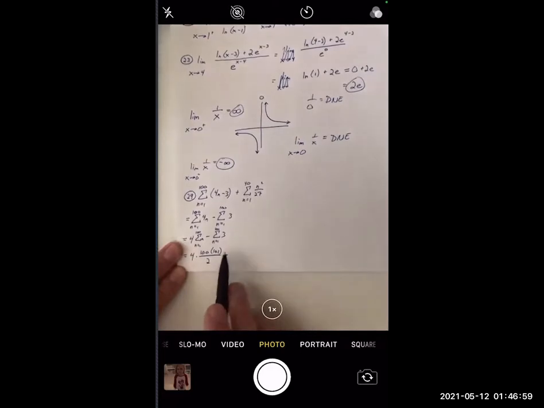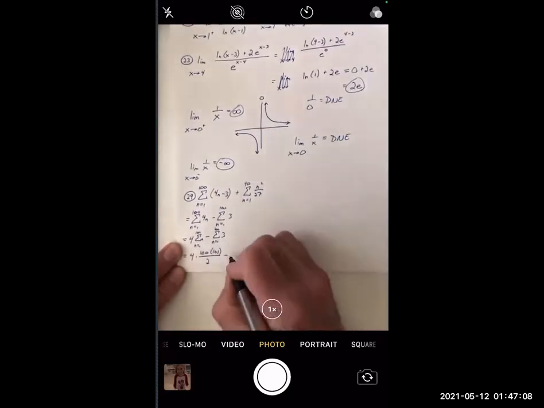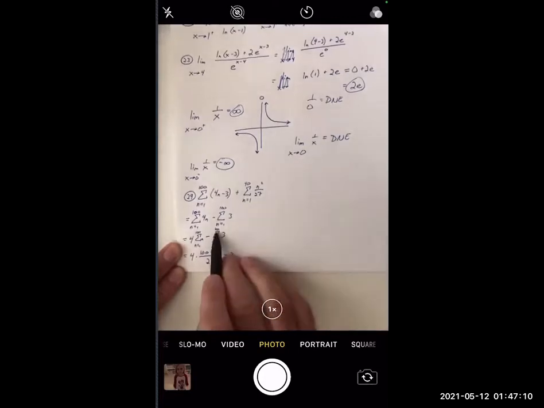And then minus for this sum for the 3, if it's any constant, like there's no n or no k or whatever, it's just the constant times that top number.